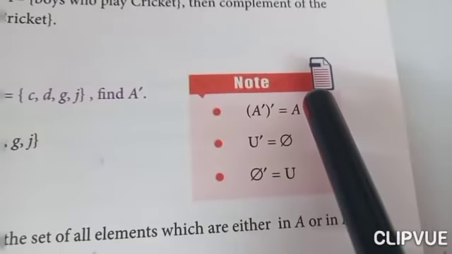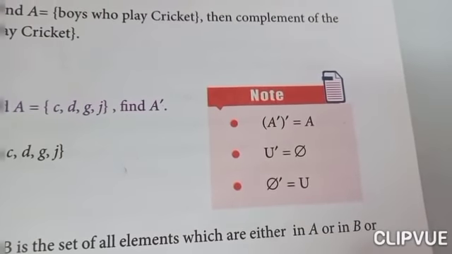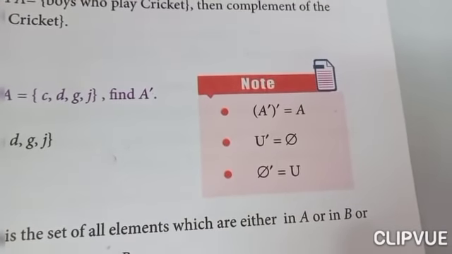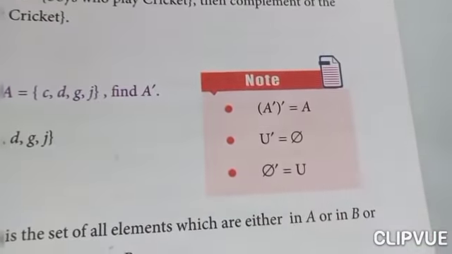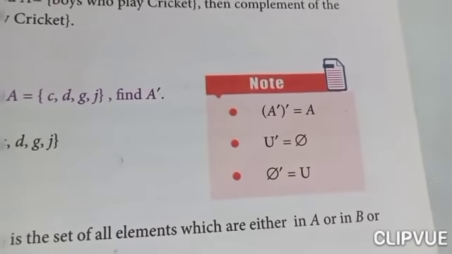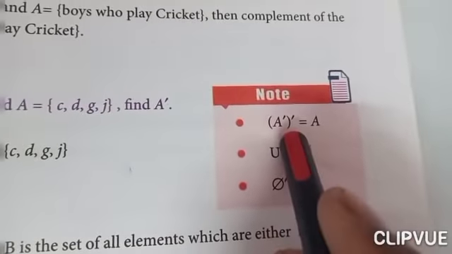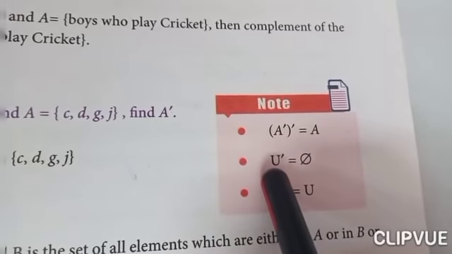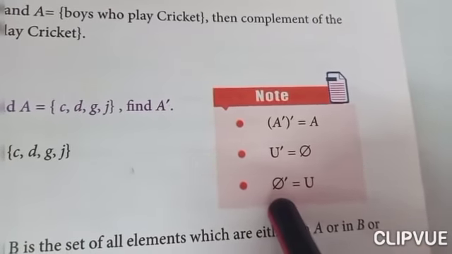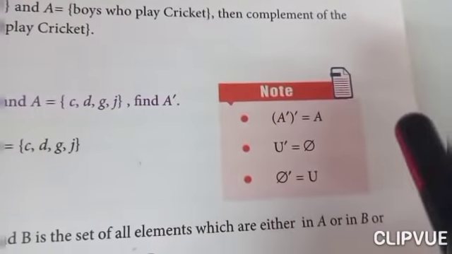Here they have given one important note. All the notes they have given in the text. Nowadays you do not have the text in your hand. Just write it in the classwork note without fail. Then only you can easily do the sum, the exercise and then the upcoming exercise also. A dash dash equals to set A. U dash, that is universal set dash, equals to null set. Null set dash equals to universal set. Keep this note in your mind.